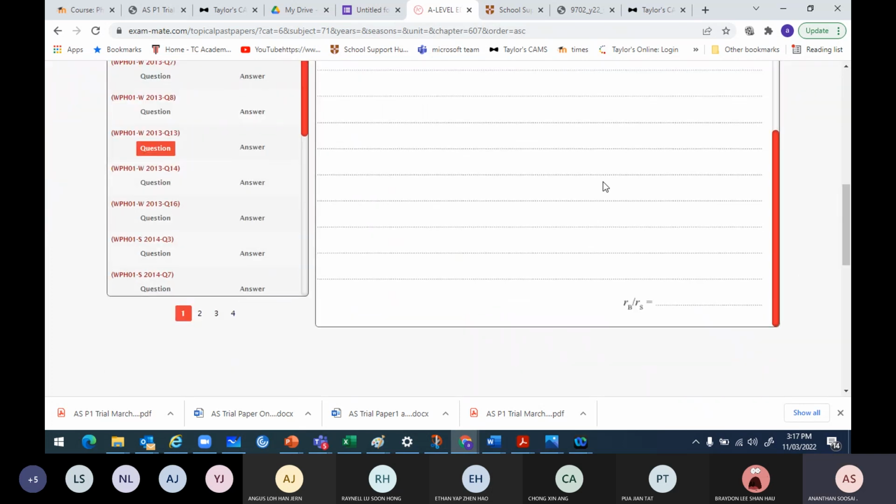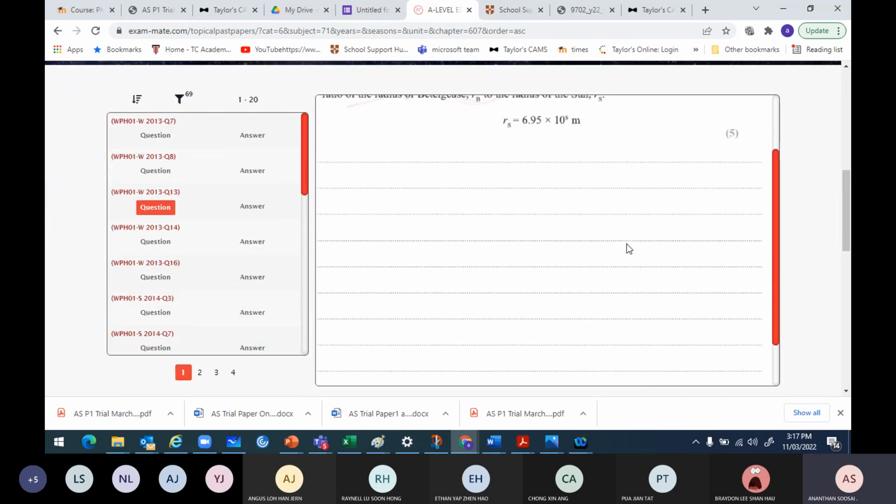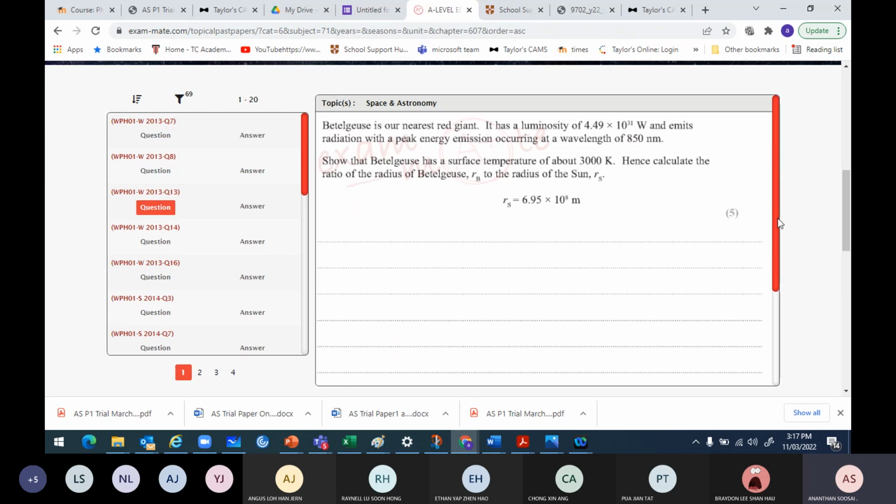Okay, as usual, guys, come on, think about what formula is suitable. Give a try this question. I give you 2 minutes. Which formula is it? How are you going to deal with this question?